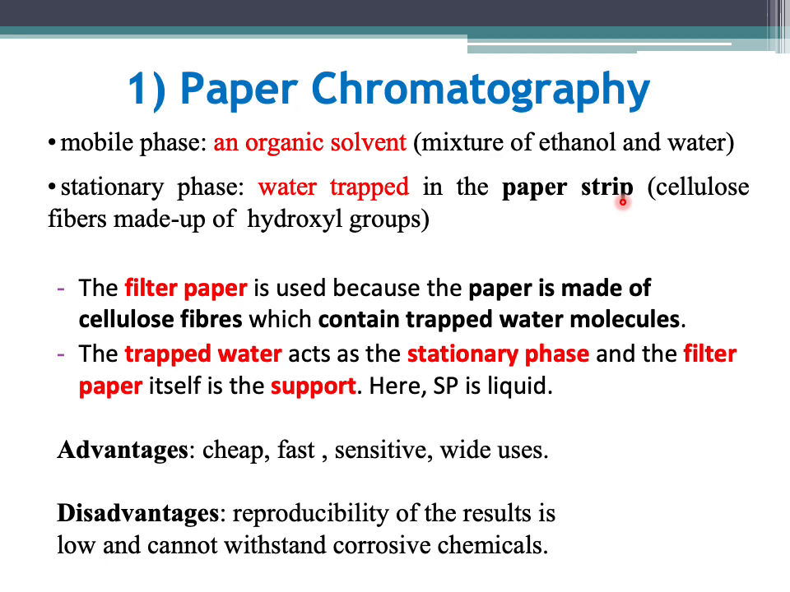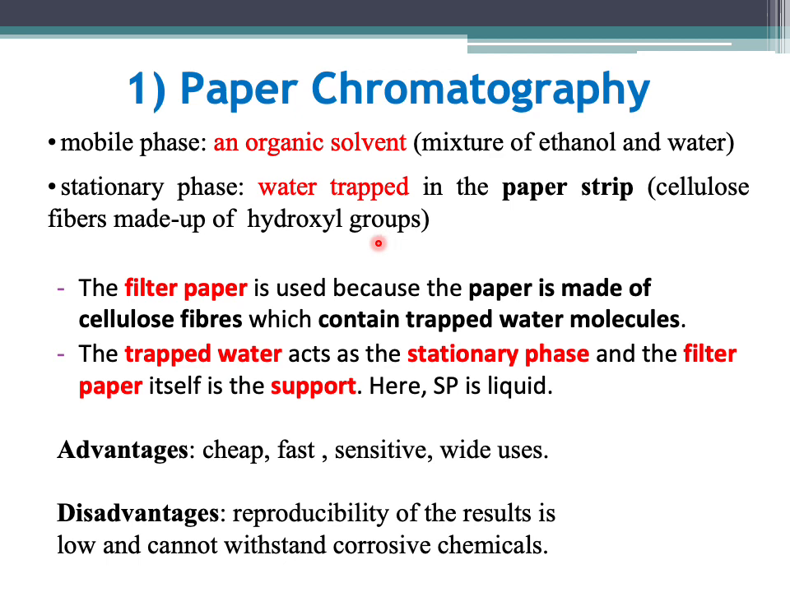The paper strip is made from cellulose fibers made up of hydroxyl groups. So the paper strip is actually made of cellulose fibers, and these cellulose fibers have hydroxyl groups. Because the cellulose fibers have hydroxyl groups, water can be absorbed onto them, because they can form hydrogen bonding. So water can be attracted to the hydroxyl groups on the cellulose fiber.